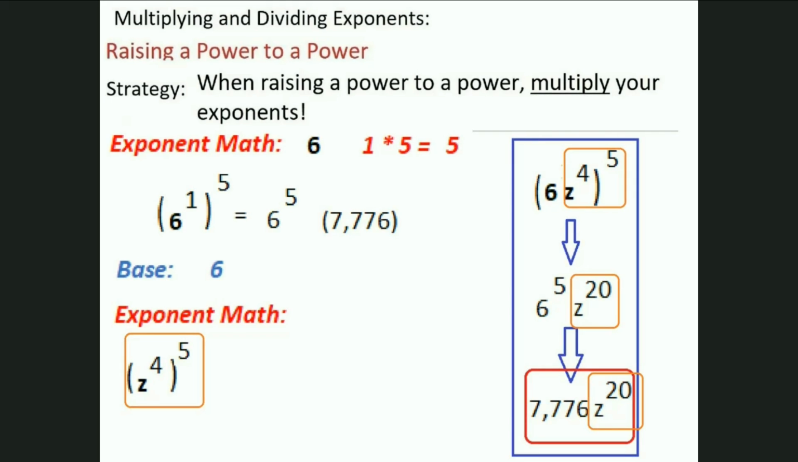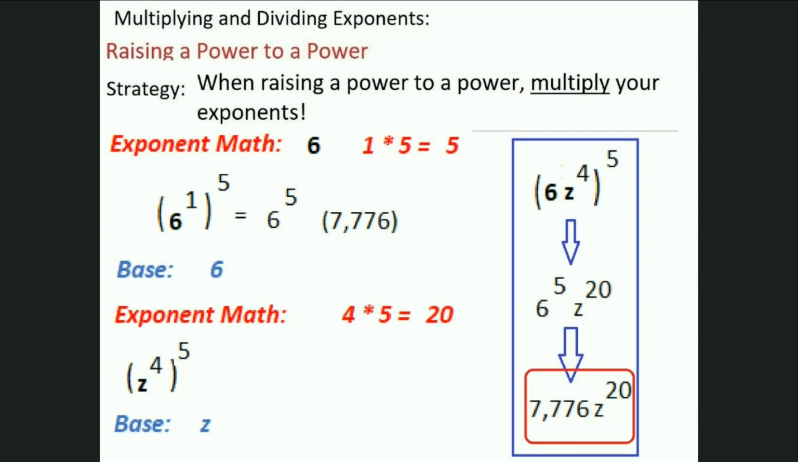Now we can take the z and take a look at it. So here's z. It's z to the 4th raised to the 5th power. This only has one step in it. So this is going to look a lot like my example with the 2's and the 64 and 2 to the 6th power. We're going to take our base z, and we're going to multiply our exponents together. 4 times 5 is 20. So we have z to the 20th. Now we just put them together. It ends up being 7,776 times z to the 20th.